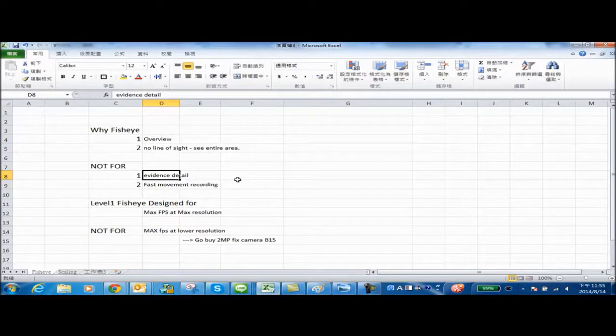So how do we use the fisheye? We get a fisheye in the middle to get an overview, and then we get fixed cameras to watch the important areas such as the cashier, such as the door. Okay? So the fisheye for Level 1 is designed to capture maximum frames per second at maximum resolution. So for example, 15 FPS at 5 megapixel or 7 FPS at 10 megapixel.